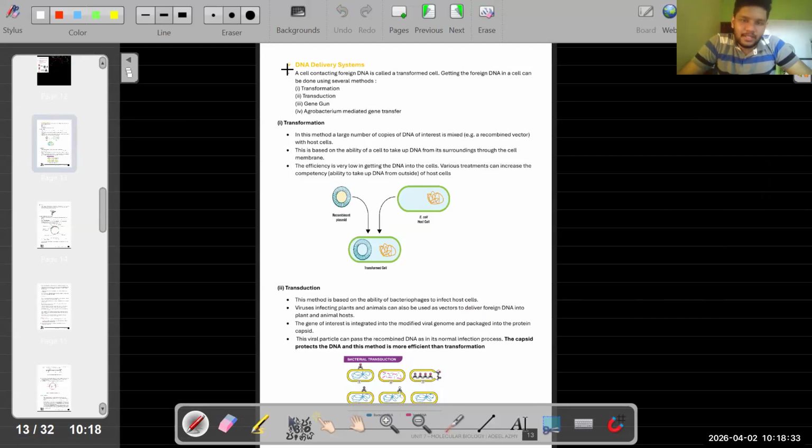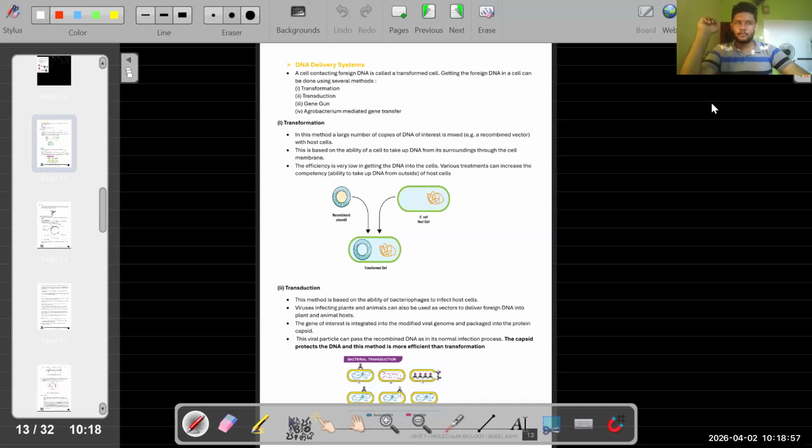You can simply understand what they are trying to convey here, right? So DNA delivery, from the word itself, you can understand that we have to deliver DNA. How? Can you understand transformation? Transformation means the process where a normal host cell is converted into a transformed host cell. That is the normal idea.